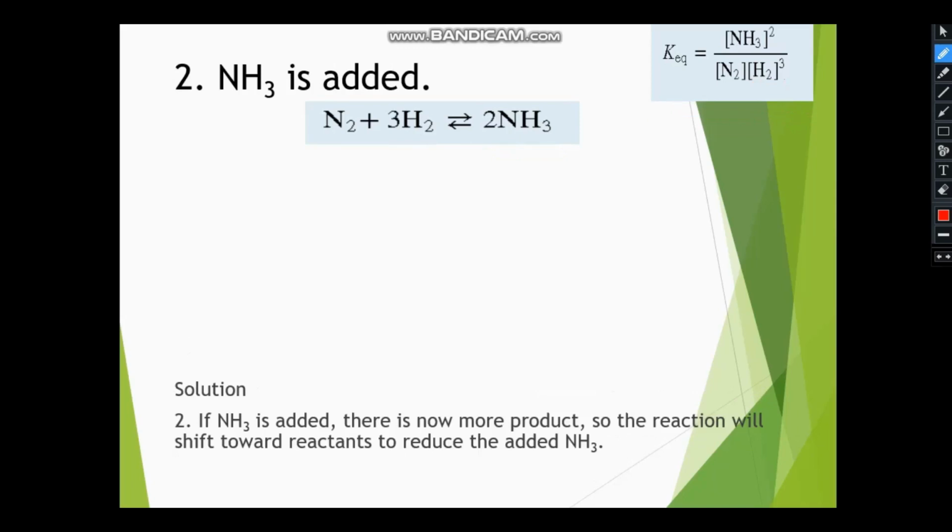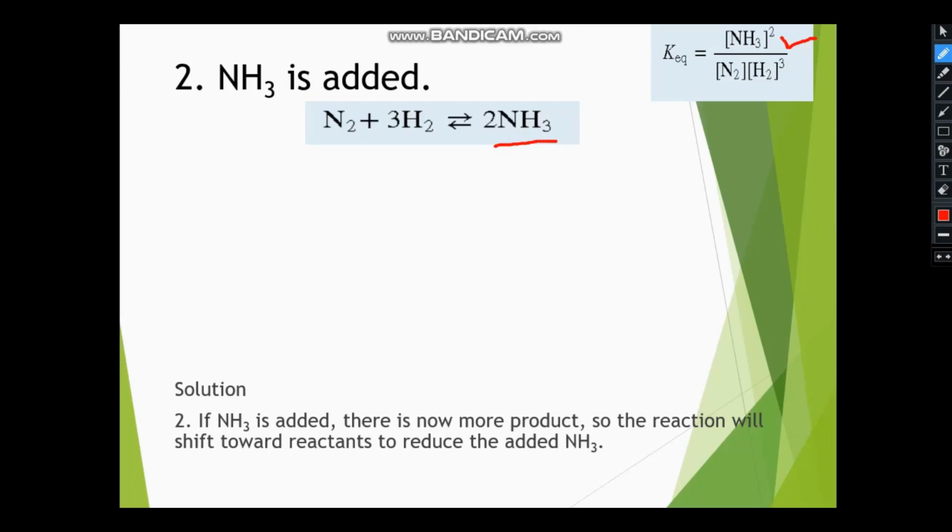What if ammonia is added? You add the product. When you look at the expression, you are increasing the numerator. So if the numerator increases, to have the original equilibrium expression value, we also need to increase the denominator.